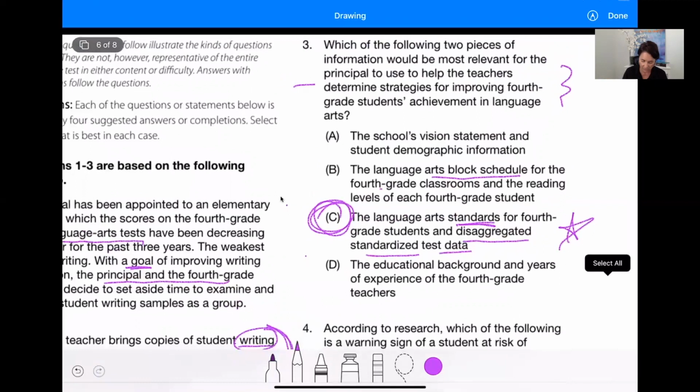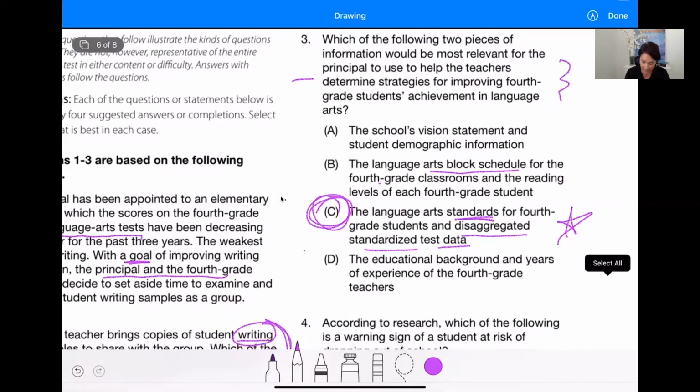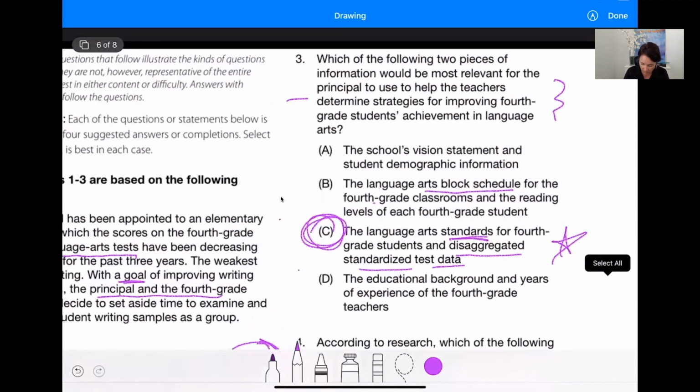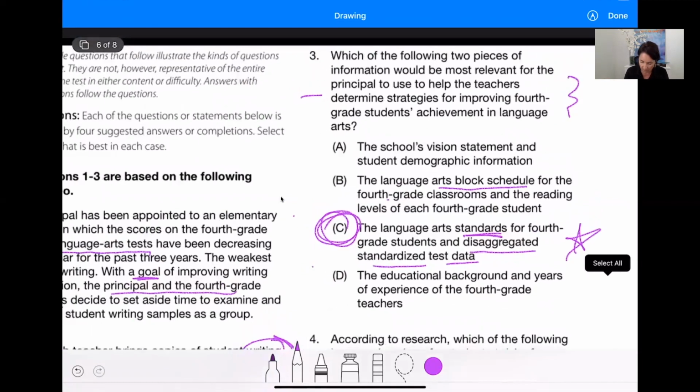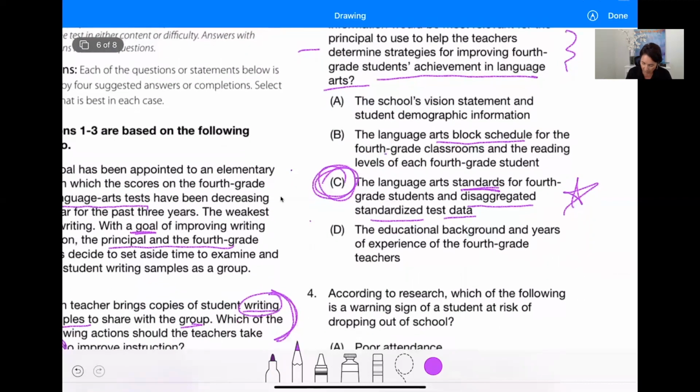Let's go up to the question stem. Which of the following 2 pieces of information would be most relevant for the principal? And again, we have this piece here. Sorry, it won't stay down. Most relevant to determine strategies for improving 4th grade students' achievement in language arts. Most relevant. What would be the most relevant? Well, the standards and the disaggregated, good word, disaggregated data from standardized tests. Disaggregated means it's not just the whole thing like, oh, we have 55% are level 3 readers, right? No, it's, okay, what percentage of those readers are ESE?